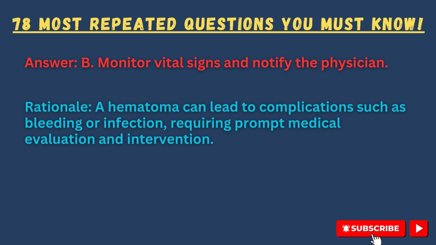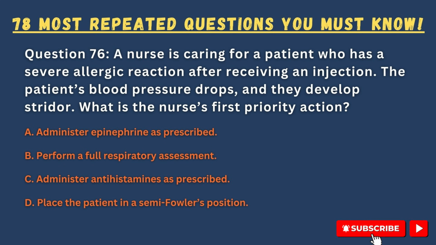Answer. B. Monitor vital signs and notify the physician. Rationale. A hematoma can lead to complications such as bleeding or infection, requiring prompt medical evaluation and intervention. Question 76. A nurse is caring for a patient who has a severe allergic reaction after receiving an injection. The patient's blood pressure drops, and they develop stridor. What is the nurse's first priority action?